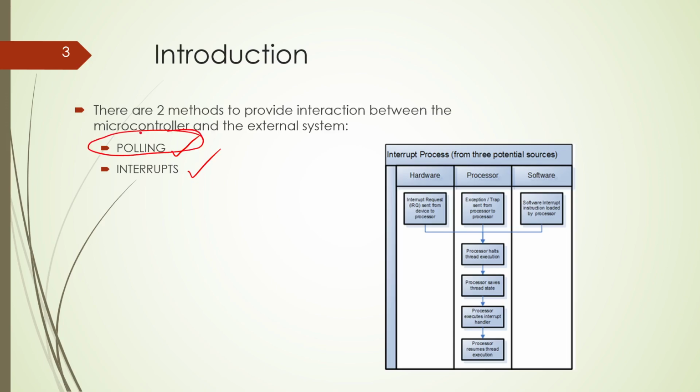The first one is polling. This is the normal way of doing it, and then the interrupt, which is the better way of getting the input and so on. All right. So three potential sources of interrupt. We have hardware, processor interrupt, and the software interrupt. So whenever the interrupt happens, processor halts the thread execution, which means it stops for a while and does whatever the interrupt is asking to do.